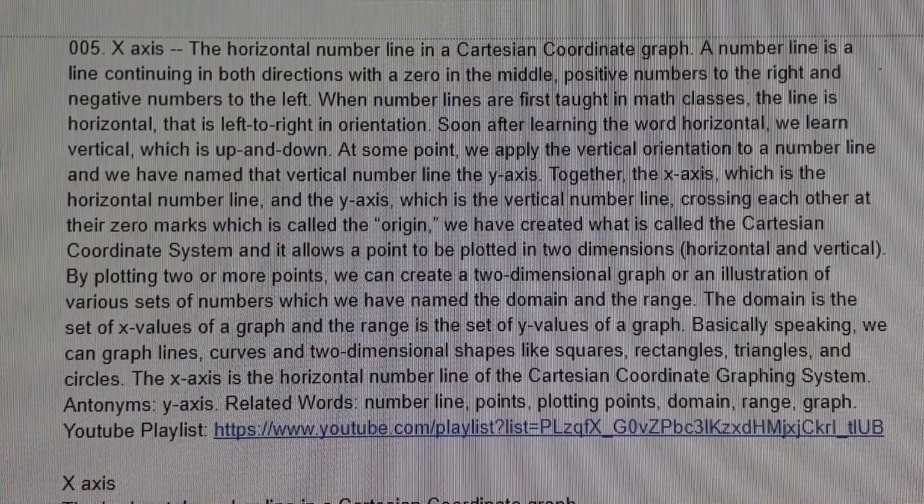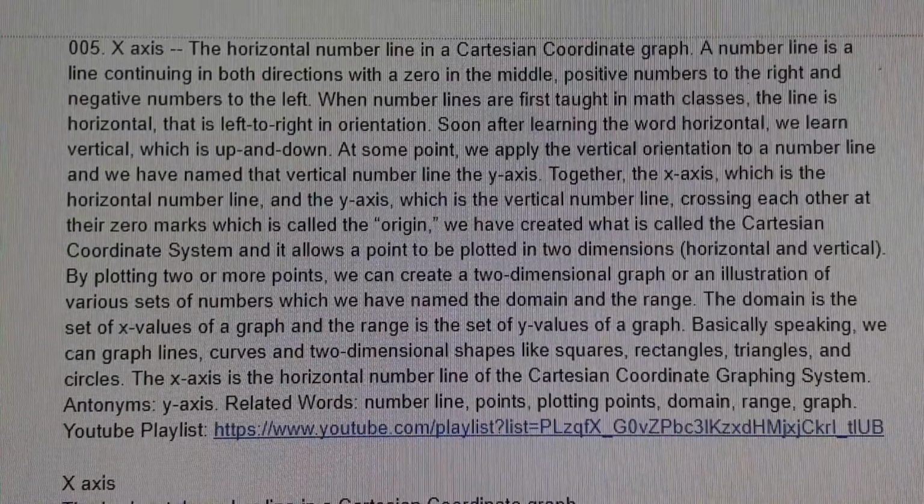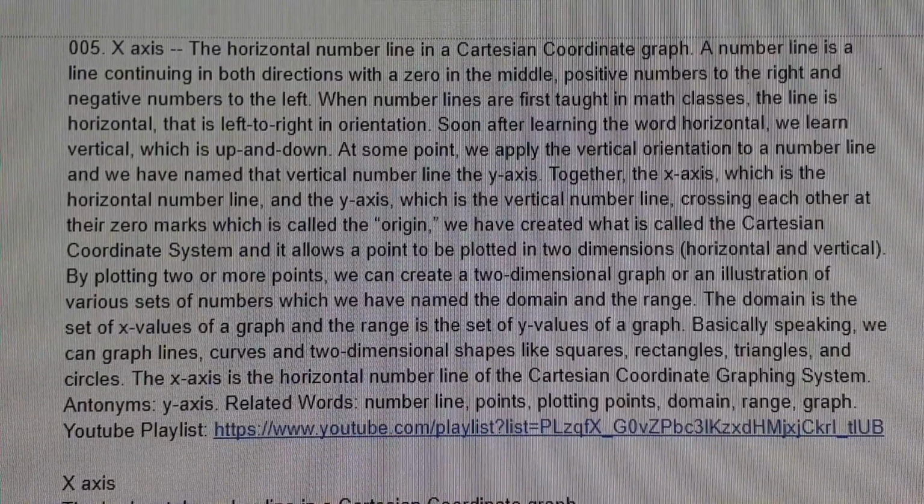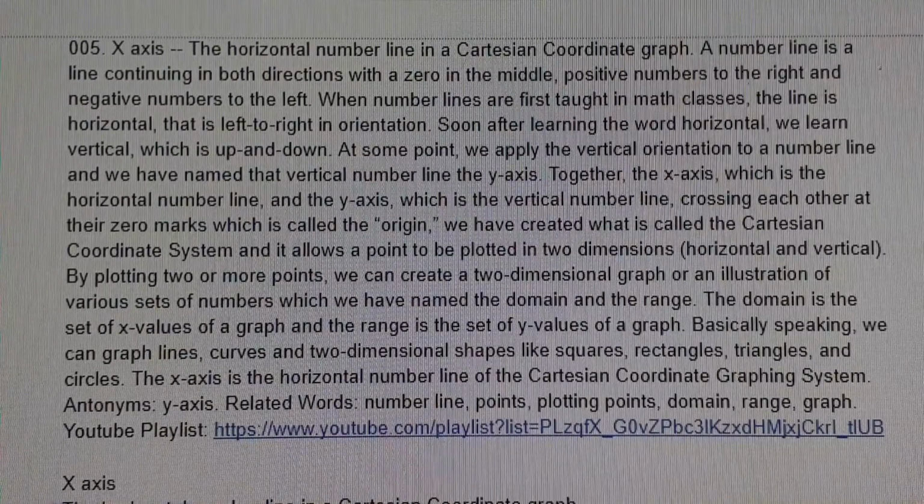Soon after learning the word horizontal, we learn vertical, which is up and down. At some point, we apply the vertical orientation to a number line, and we have named that vertical number line the y-axis.